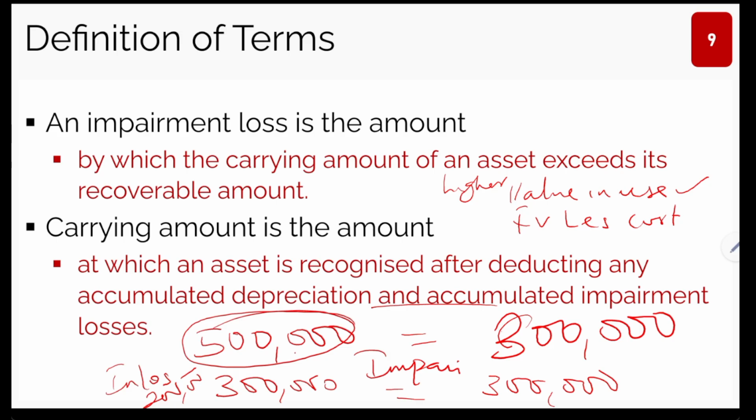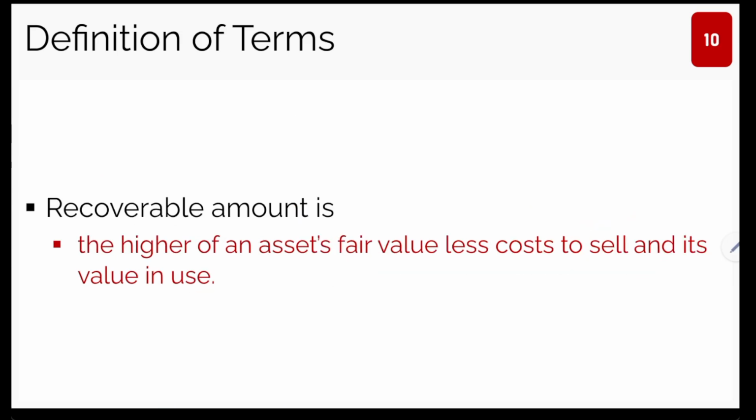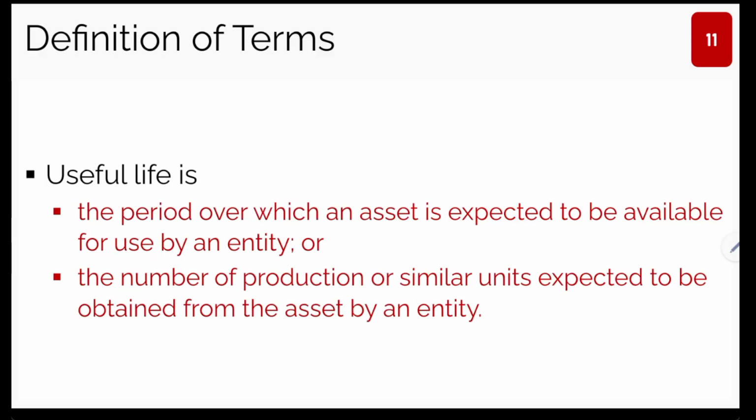Now let's talk about the recoverable amount. I've explained that already. It is the higher of an asset's fair value less cost of sale or its value in use. Whichever one is higher becomes the recoverable amount. Now, what is the useful life of an asset? The useful life of an asset is an estimated period of time over which we hope to obtain benefit from the asset.